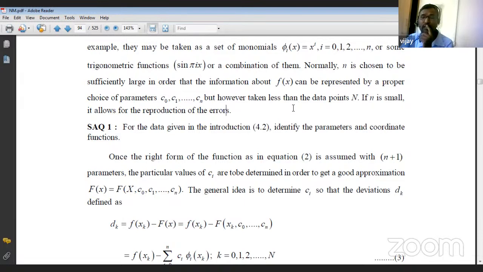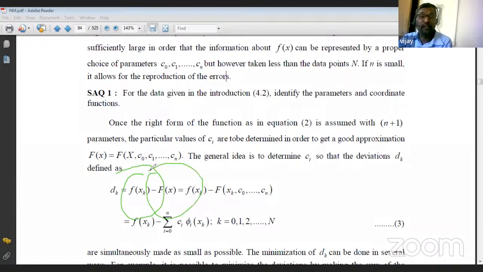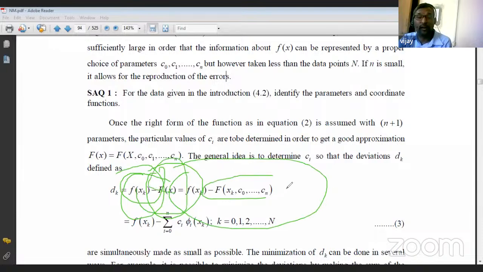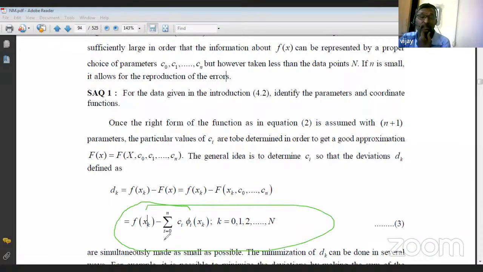The general idea is to determine the deviation d. What is it? d k is f of xk minus f of x. So I am writing here, this is f of xk, this is f of x, and the difference is f of xk minus F of xk, c0, c1, c2, up to cn. So therefore, f of xk minus the summation of ci phi i of xk, for k equal to 1 to n, and so on.